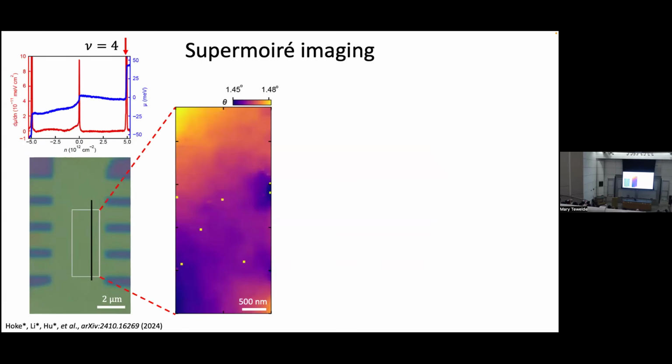OK, so that's a 1D cut. What about 2D? Again, we have a scanning probe. We might as well use it. So this is now in this white box here.